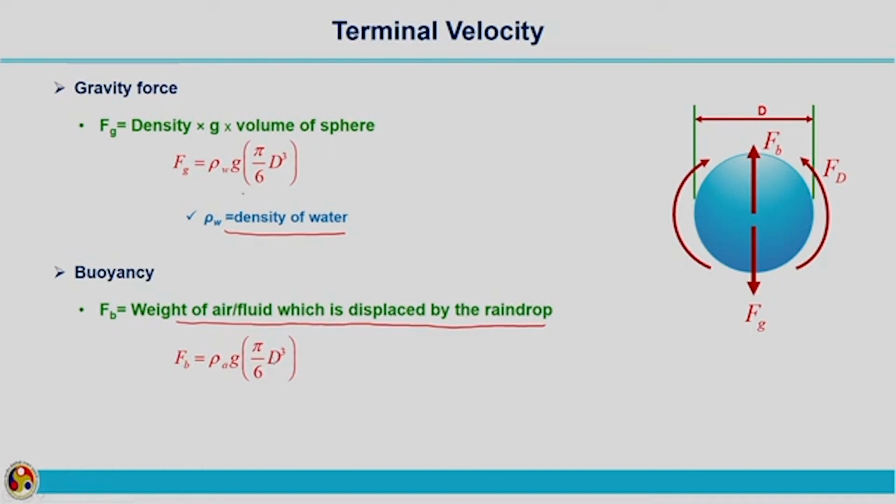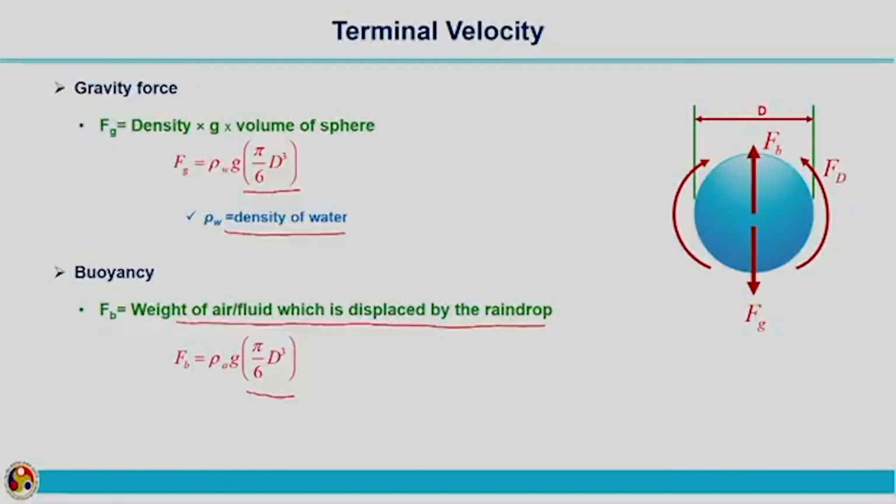Here in these two cases, pi by 6 d cube represents the volume of the drop, that is, in the case of the gravity force, the volume of the water droplet or the raindrop, and in the case of the buoyant force, it is the volume of the air displaced by the raindrop. Here rho a is the density of air.